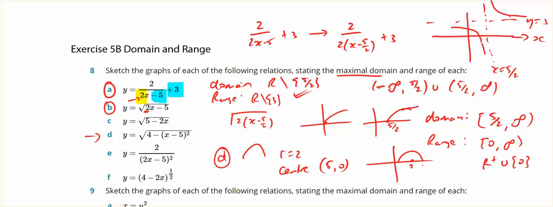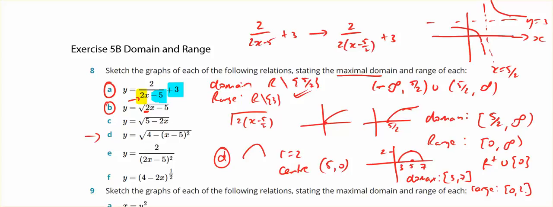If the center is at 5, this will be at 3, and this will be at 7, and up the top, it goes up 2, so it will be 2 at the top there. So the domain is given by, I'm sorry, this is a bit messy, the domain would be from 3 to 7, and the range would be from 0 to 2, including.